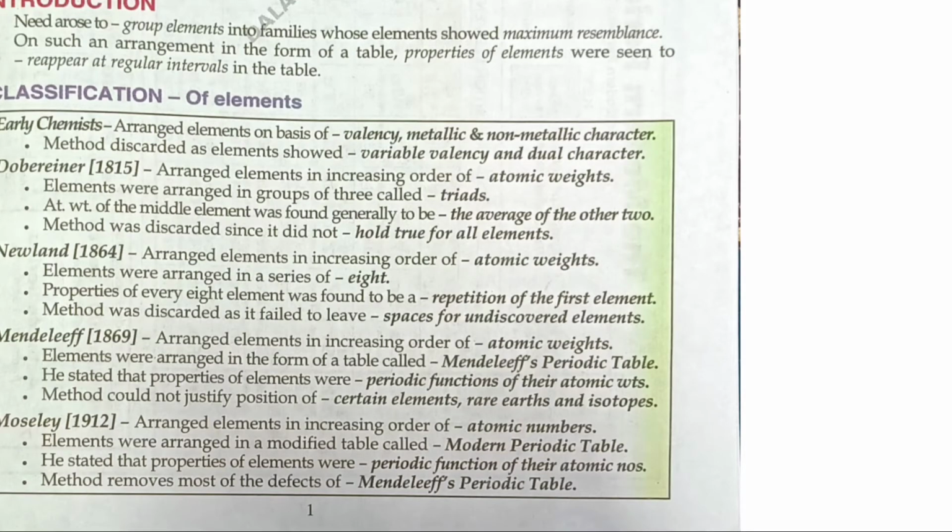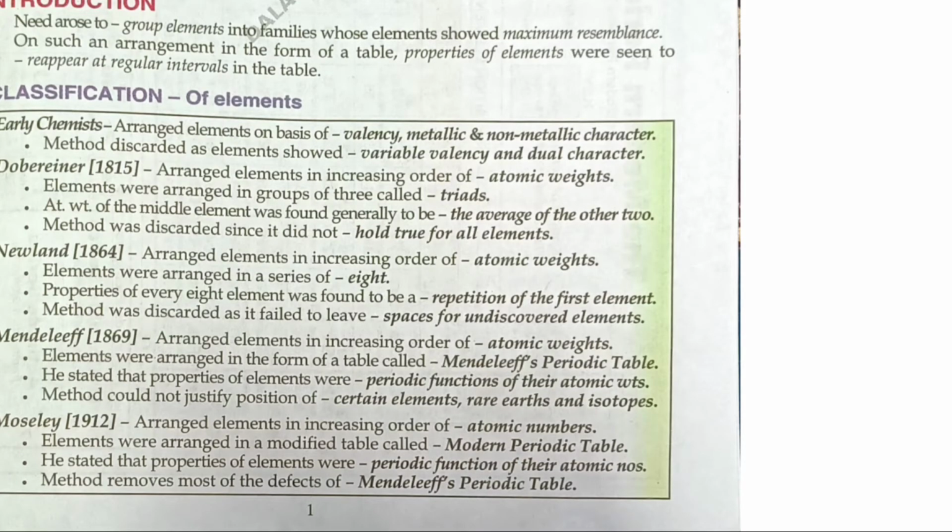Let's see the next point of Mendeleev. Elements were arranged in the form of a table, and that table is called Mendeleev's periodic table. He stated that properties of elements were a periodic function of their atomic weights. So depending upon atomic weights, properties of elements differ. Those properties are chemical as well as physical properties.